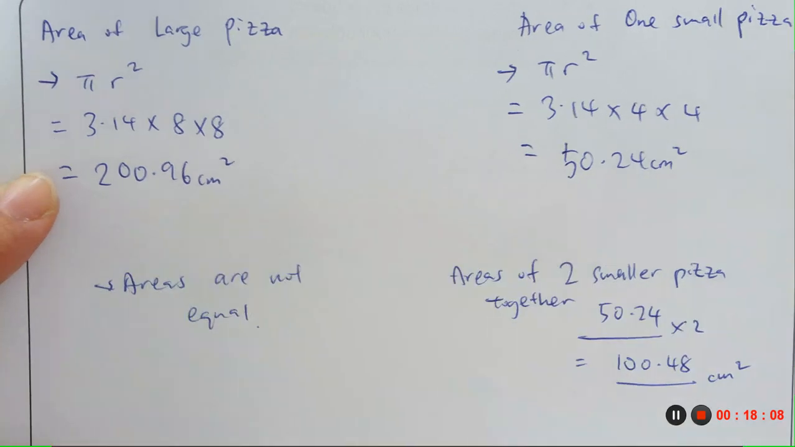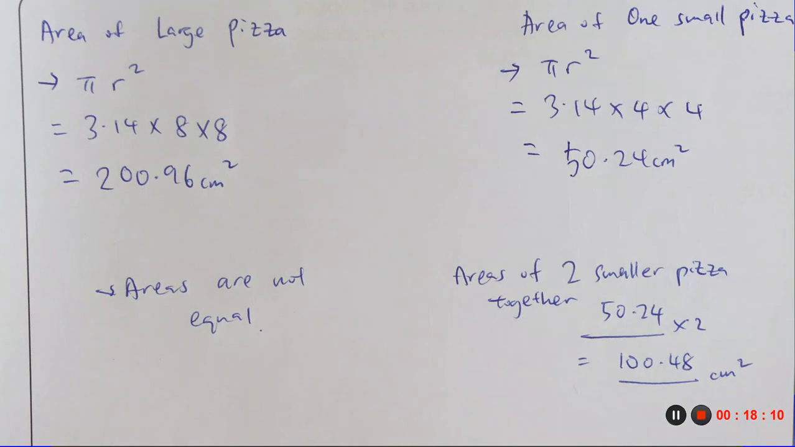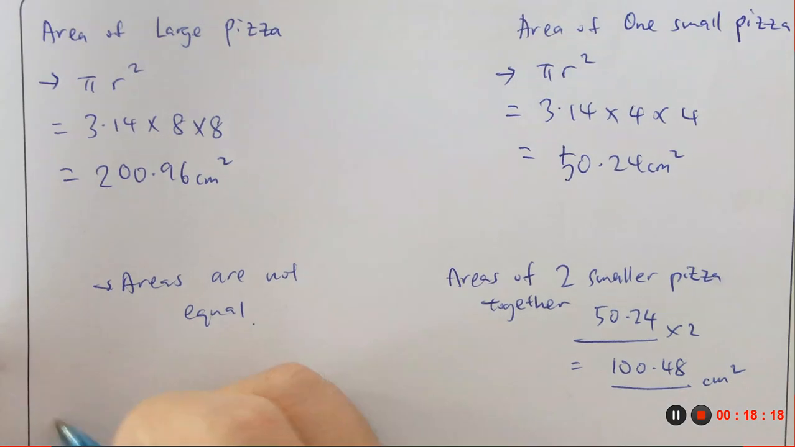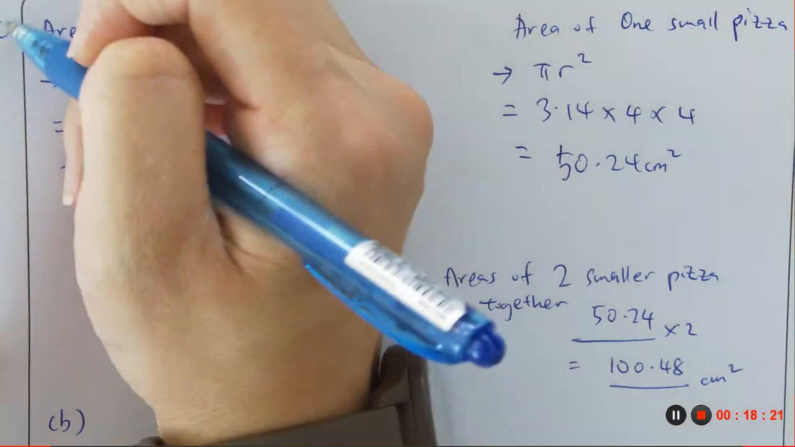So one large pizza and two smaller pizzas, the areas are not the same, not equal. Now let's go on to part B. B is an interesting story.